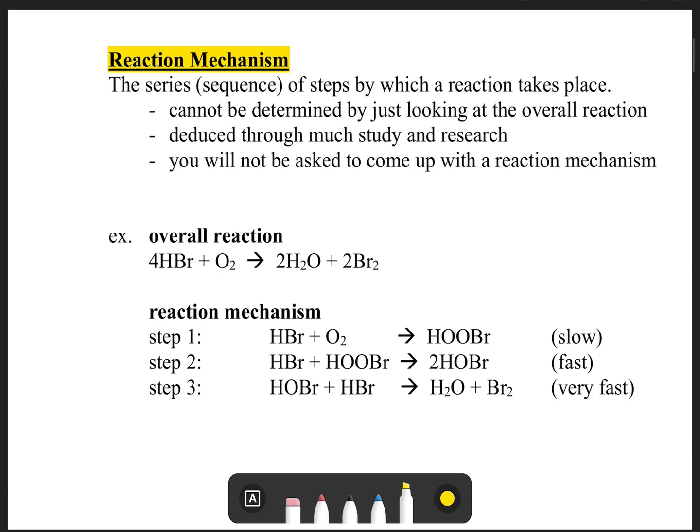For our first example, the overall reaction is 4HBr plus oxygen produces 2 molecules of water and 2 molecules of bromine. This simple reaction doesn't take place in one step. It takes place in a reaction mechanism which has 3 steps, which are outlined here. We're also told that the first step is slow, the second step is fast, and the third step is very fast.